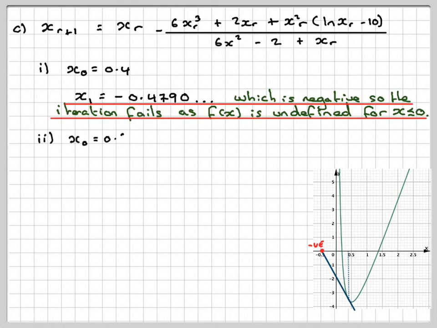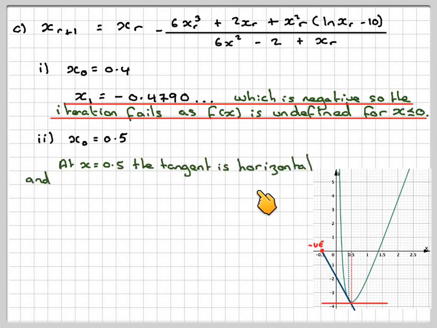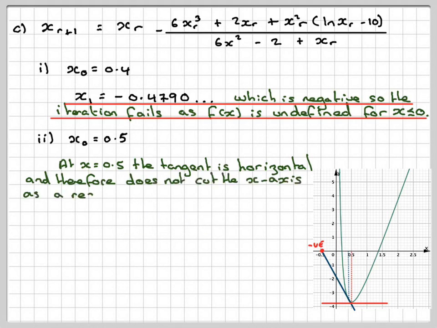Case number 2. If you try to put x is equal to 0.5 in here, you get a 0 here in the bottom, and therefore it becomes undefined. And what the problem is, at x is 0.5, you get a horizontal tangent. It's never going to cut the x-axis, so the iteration fails. So at x is equal to 0.5, the tangent is horizontal and therefore does not cut the x-axis. As a result, the iteration fails.